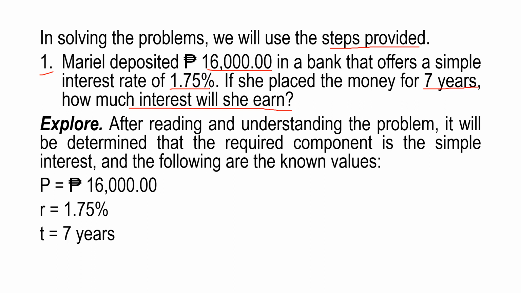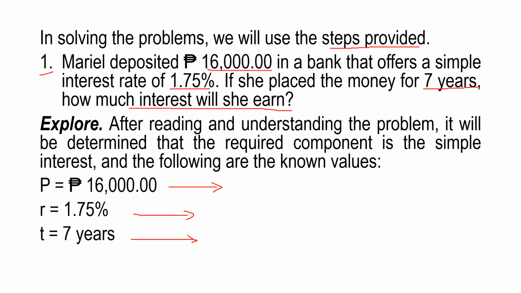Now, for step number one, we need to explore. So after reading and understanding the problem, it will be determined that the required component is the simple interest and the following are the known values. There is a given value for principal, which is 16,000 pesos, R for the rate of interest, which is 1.75%, and T, or term, which is equal to 7 years.